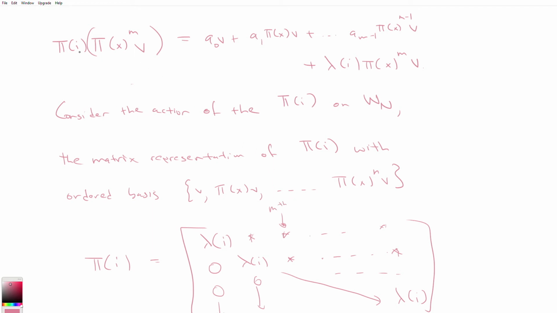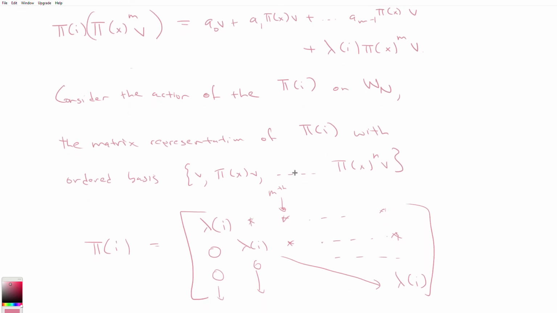Pi of I acting on the mth column, which is our basis vector, pi of x to the m of v, is going to give you a naught v plus a1 pi of x v, and so on. So these vertical guys are a naught, a1, through am minus 1, and then finally in the mth spot, we're going to have lambda of I. And so that's where we're getting lambda of I along the diagonal.